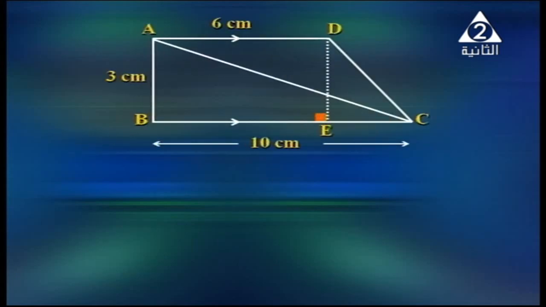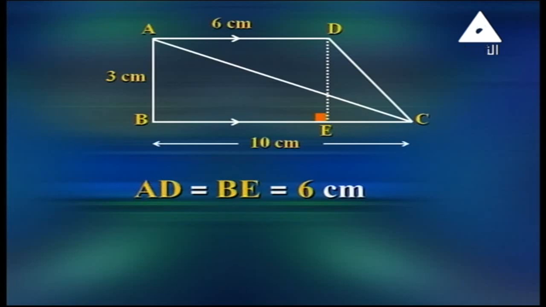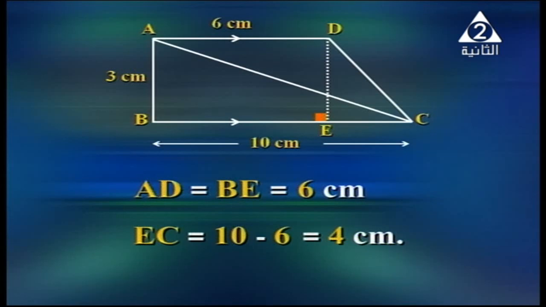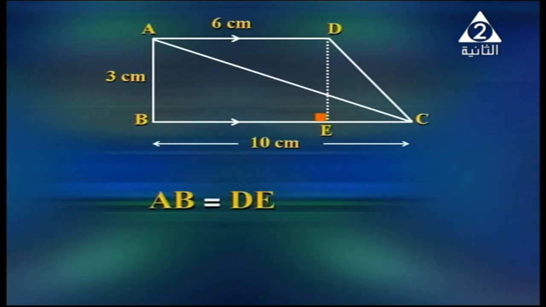First of all, we must plot the trapezium ABCD and try to draw DE perpendicular on BC. Then, what about AD and BE? They are equal. So we can say that AD equals BE equals 6 centimeters. In this case, you can find the length of EC. What about EC? It is 10 minus 6 equals 4 centimeters. Then, do you notice what about the length of AB and DE? They are equal. So AB equals DE equals 3 centimeters.